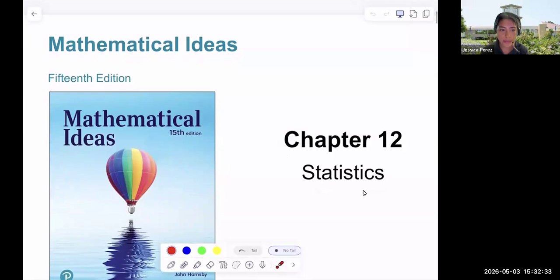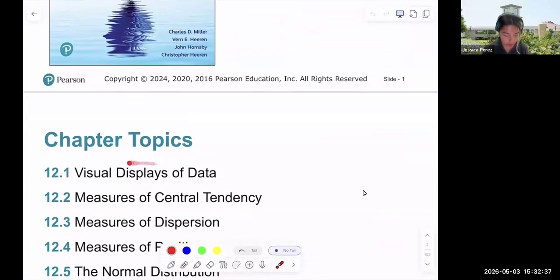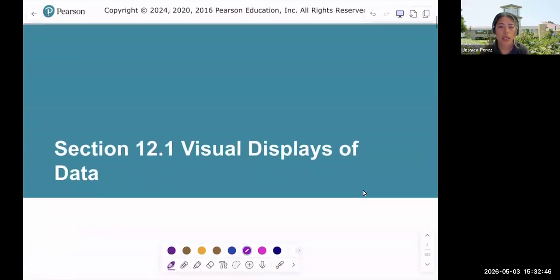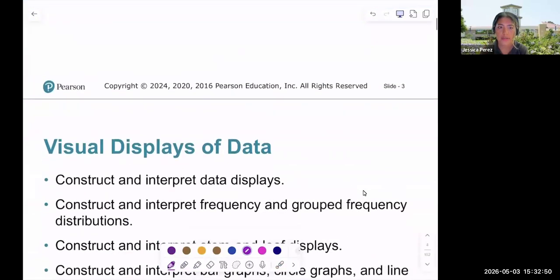In this section, we are going to be working with statistics. In this particular section, we are going to be talking about visual displays of data. So we're going to be talking about different types of data. So section 1, 12.1, visual displays of data.